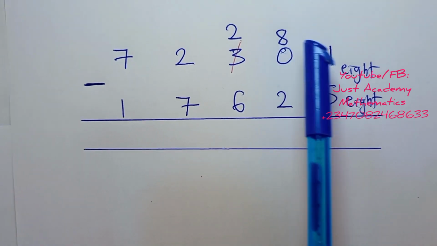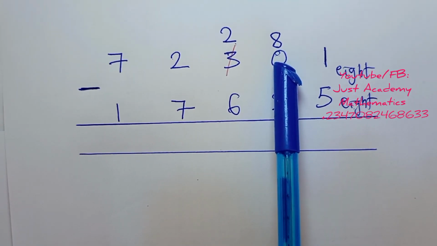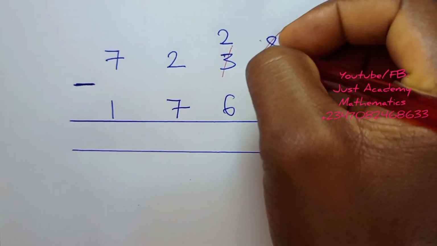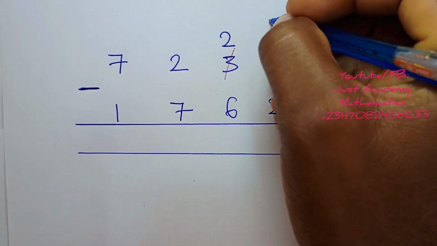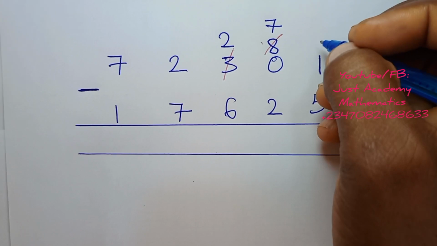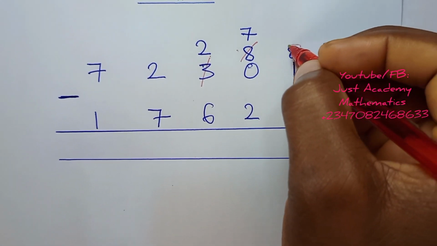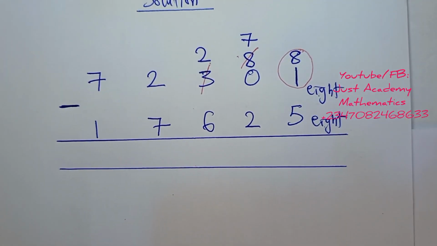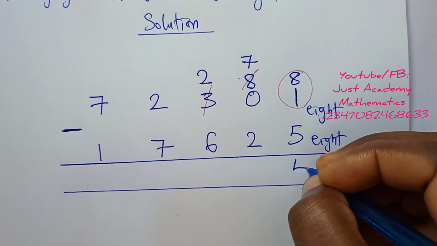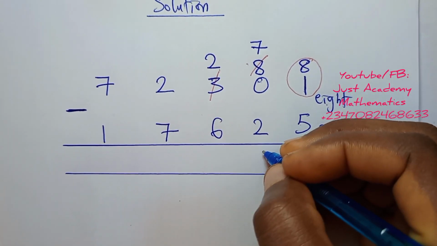But this is not where we are going. This is where we are coming to. So now we have something here. We borrow 1 from this 8 now. It will remain 7. The one we borrow from here becomes what? 8. So we have to add these two now. That is 8 plus 1. 8 plus 1 will give me 9. 9 minus 5 will give me what? 4. 7 minus 2 will give me what?